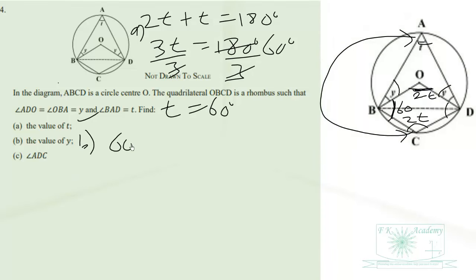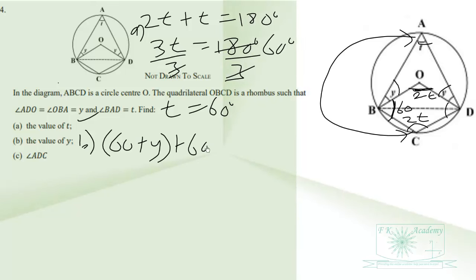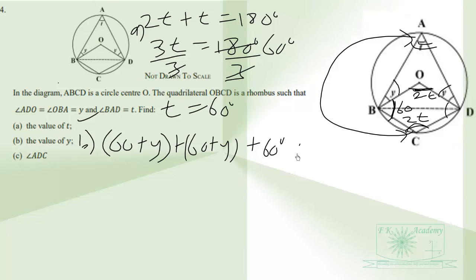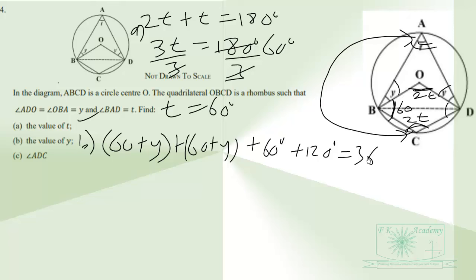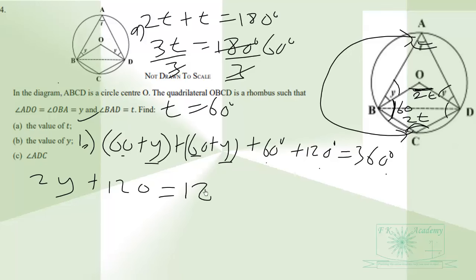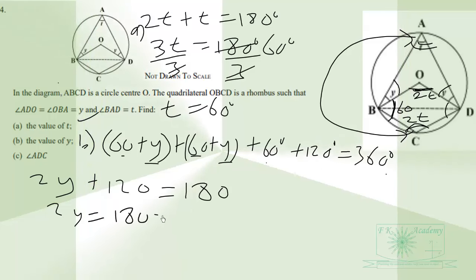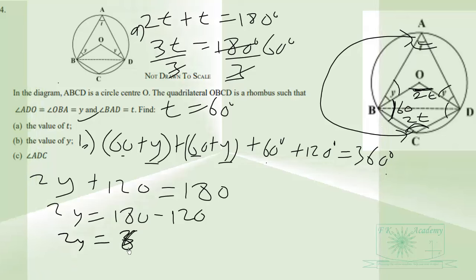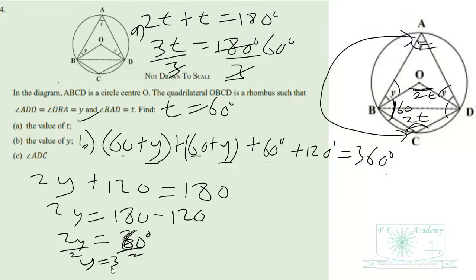The B part of the question, we have 60 plus y plus another 60 plus y plus t, which is 60 degrees, plus 2t, which is 120 degrees, being equal to 360 degrees. So we have 60, y plus y is 2y, 60 plus 60 is 120. So 60 plus 120 is 180, minus 360. That will give us 180. So we have 2y is equal to 180 minus 120. So 2y will be equal to 60 degrees. Therefore, y will be equal to 30 degrees.